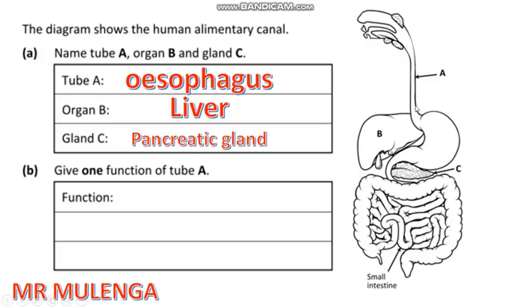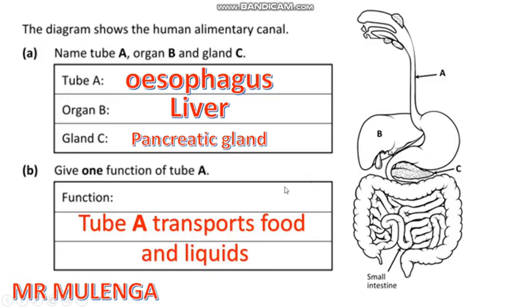And the primary function of the esophagus is just to transport food and liquids from the mouth to the stomach. That's what it does. So here we have said that the primary function of tube A is just to transport food and liquids. This is our answer. And it's able to do that through the process called peristalsis, which involves rhythmic muscle contractions to move food and liquids down to the stomach. So we now move on to our second question.